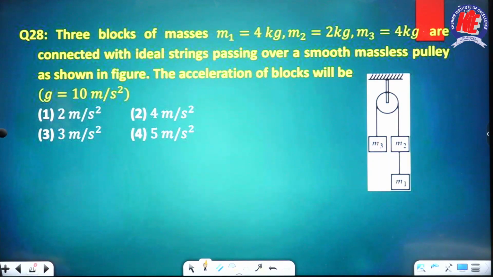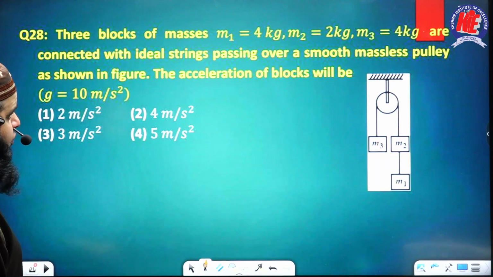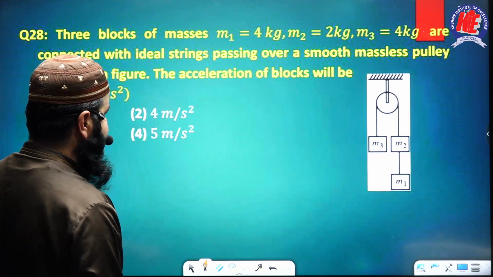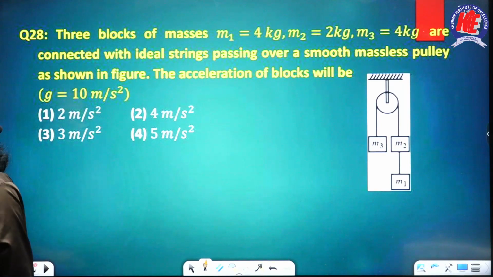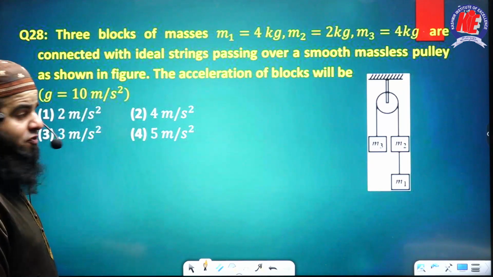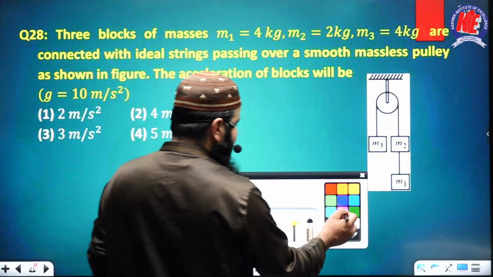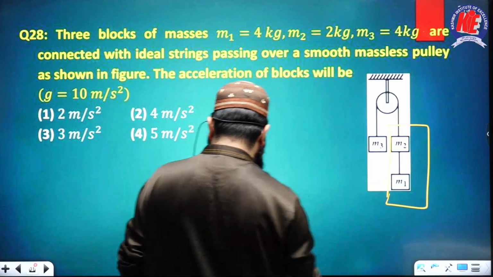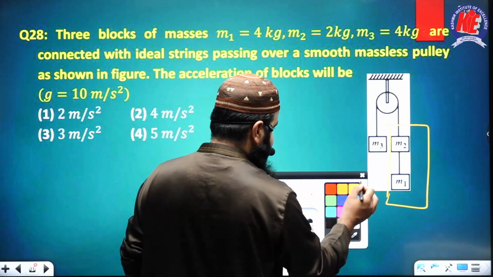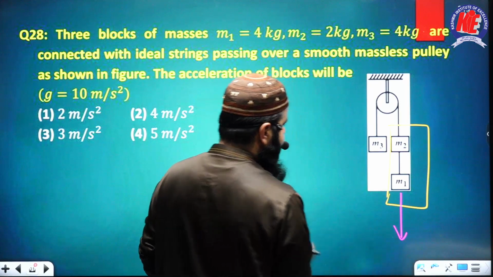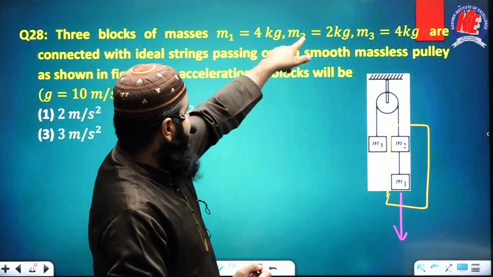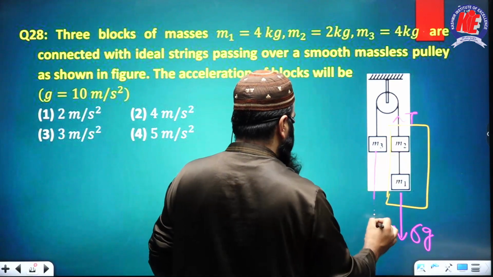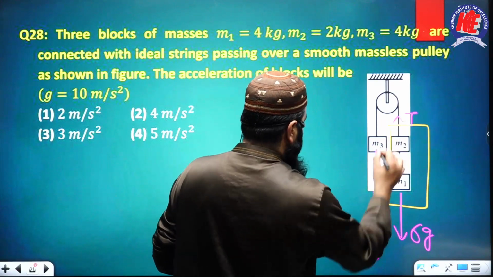Next one. Three blocks of masses m1 4 kg, m2 2 kg, m3 4 kg are connected with ideal strings passing over a smooth massless pulley as shown in the figure. The acceleration of the block will be? Now look here, what I'm going to do, I will treat these two blocks as a single block of mass m1 plus m2. Very simple. So the downward force here will be m1 plus m2 that is 6g, and this is the tension T, and on this block the downward force is 4g, and this is the tension T.